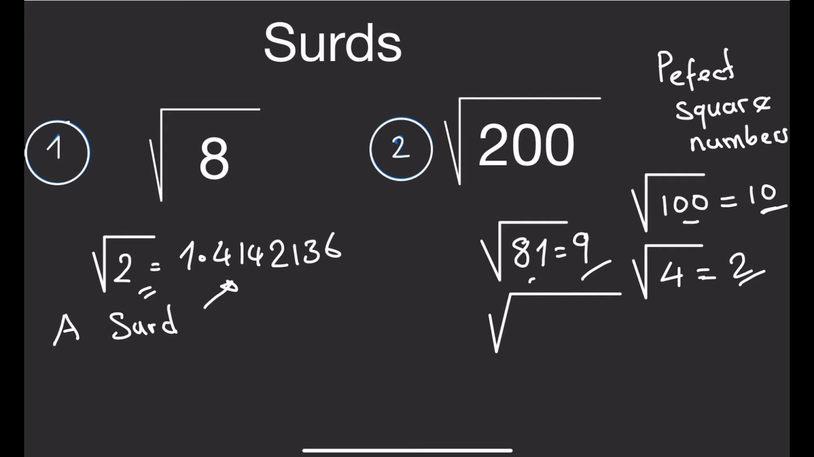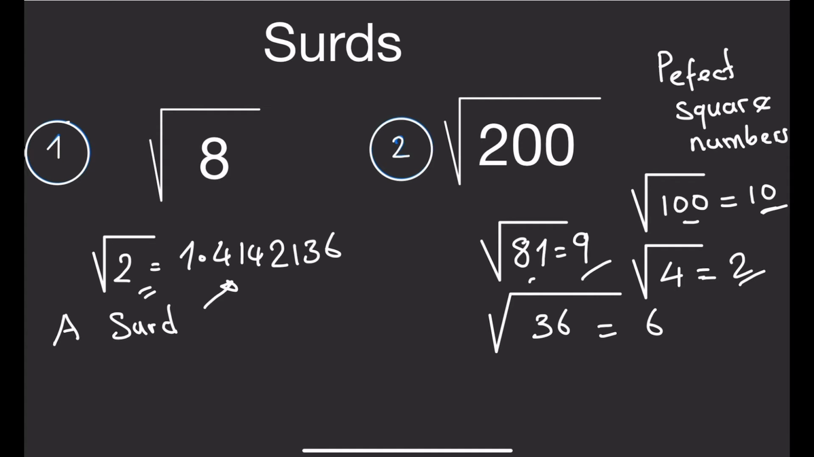So if I write the square root of 36, 36 is the same as 6 times 6. So the square root of 36 is 6. Okay, now if we look at the square root of 2, if you use your calculator, it's going to give you 1.4142 and so on. So this is a surd.